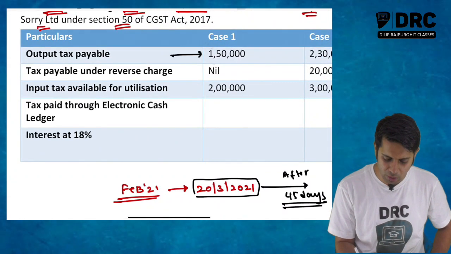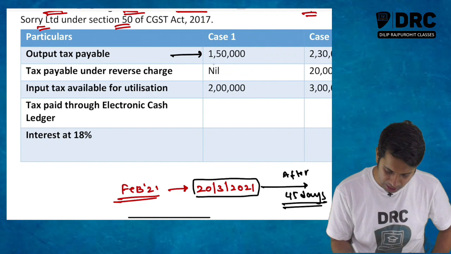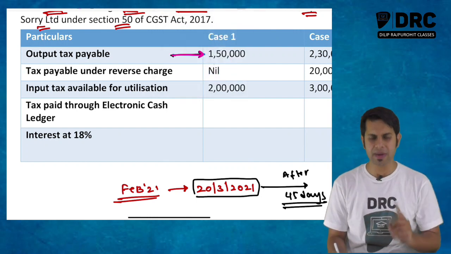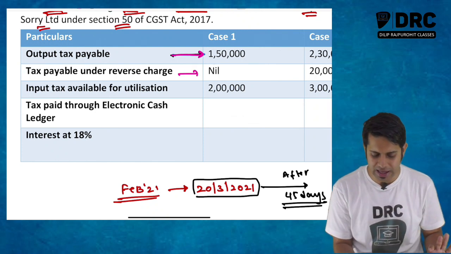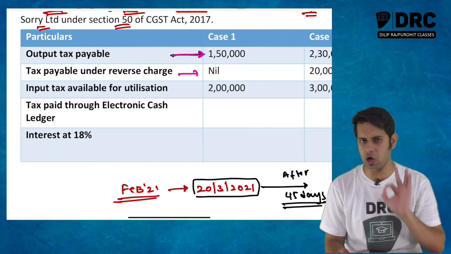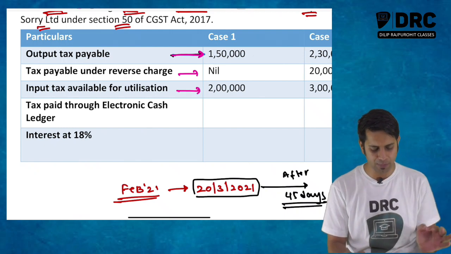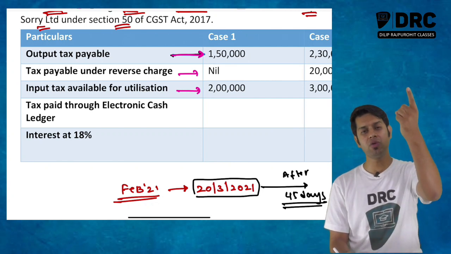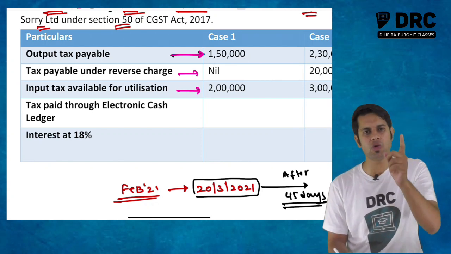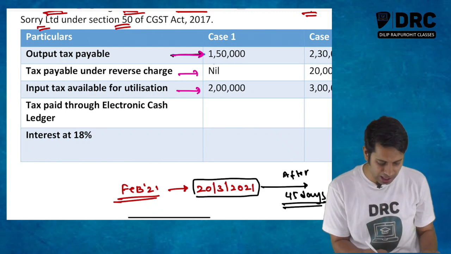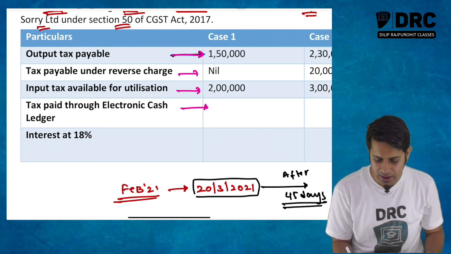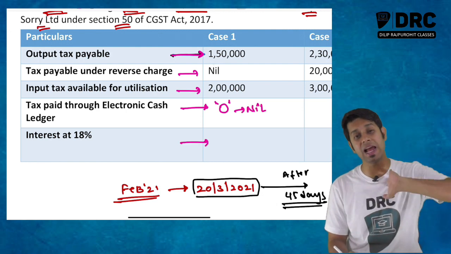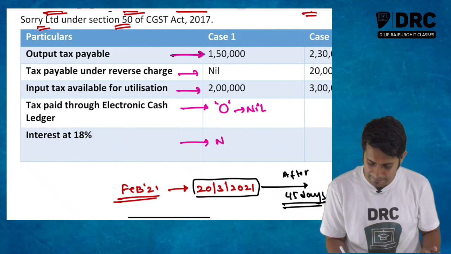Now case number 1, my output tax liability, I'll use a pink color pen. My output tax liability is how much? 1,50,000. Is there any amount which I have to pay under reverse charge? No sir, there is zero amount which I have to pay under reverse charge, and I have input tax credit available. I have input tax of 2 lakh rupees. I have to pay only 1.5 lakhs. Is there anything which I have to pay in cash? No. Tax paid through electronic cash ledger? Nil. Therefore, 45 days delay I have done, but still no interest is payable.